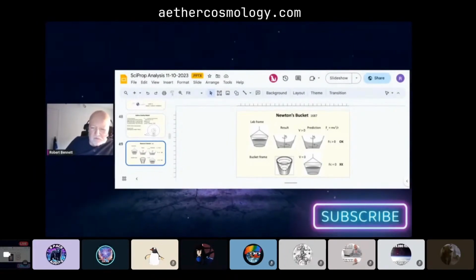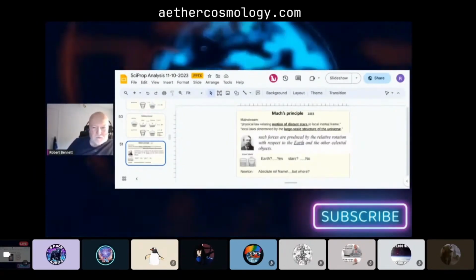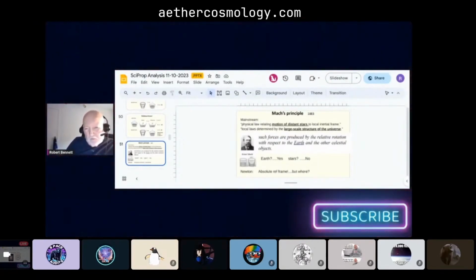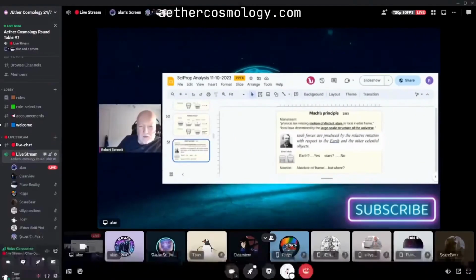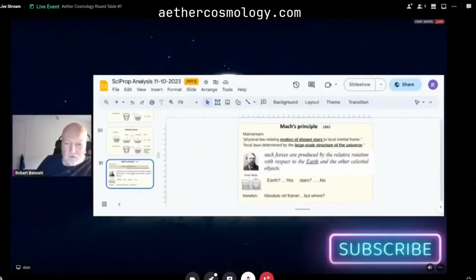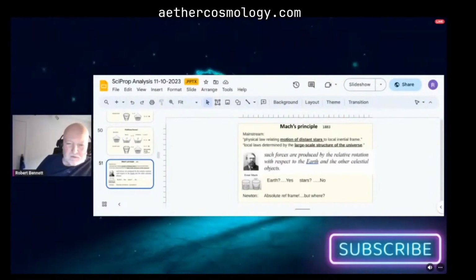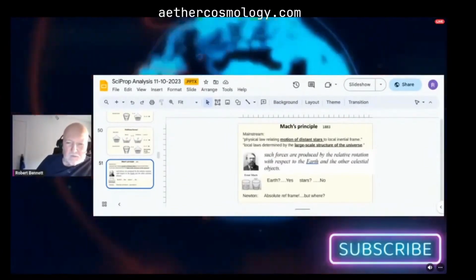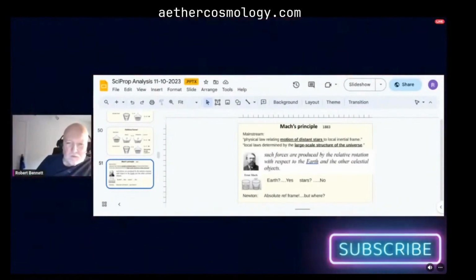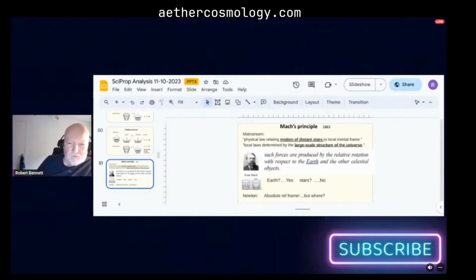There have been a lot of attempts through history to correct this. Mach's principle, which was stated almost 200 years after Newton talked about this, is quoted incorrectly by mainstream. I give you two examples there. Physical law relating motion of distant stars to local inertial frame. So Mach is saying in that sentence that it's the distant stars that are rotating that somehow influence the water in the bucket. This is called an inertial influence.